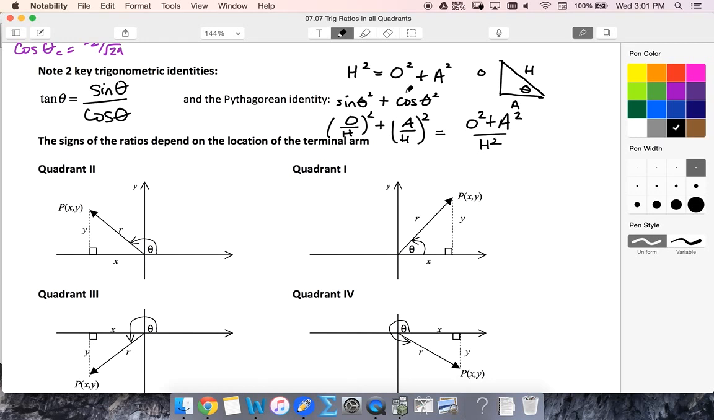But up here, we said that opposite squared plus adjacent squared is equal to h squared. So I get h squared over h squared, which is 1. So Pythagorean identity, sine of theta squared plus cosine of theta squared is equal to 1. Sometimes we write that as sine squared theta plus cos squared theta equals 1.